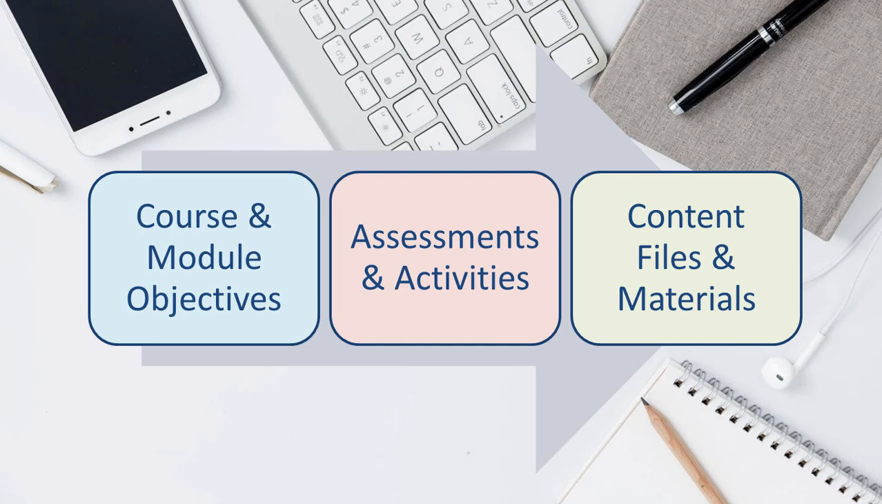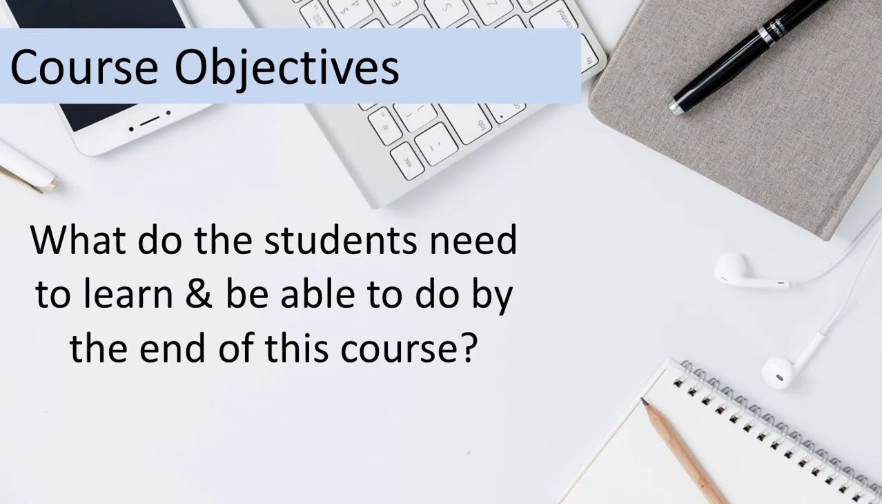So here's a suggested model of how to go about building and thinking about your online course. Start with defining the course and module objectives. Then move into planning the assessment and activities. Finally, look at the content files and materials that you'll need to support the assessments and activities, as well as the course module and objectives. So let's first look at the course objectives.